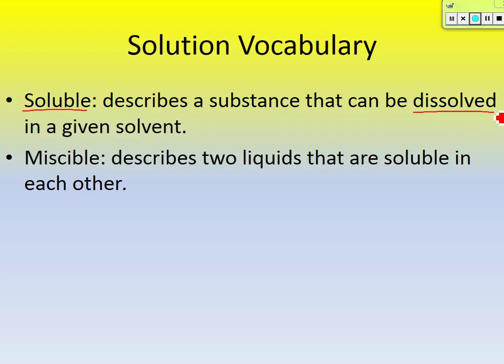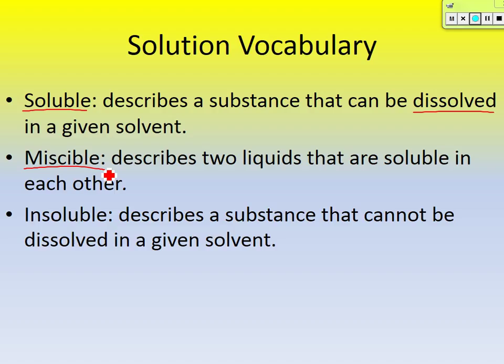Here's a term that we don't see very often: miscible. Miscible describes two liquids that are soluble in each other. You mix them and it looks the same throughout. Here's an example. Are water and milk miscible? Yes. If you put water in some milk, it still looks the same throughout and stays mixed. It just dilutes the milk a little bit. That's an example of two miscible liquids.